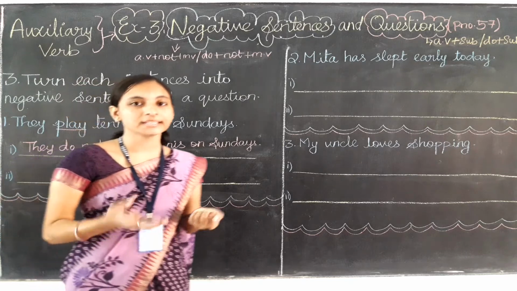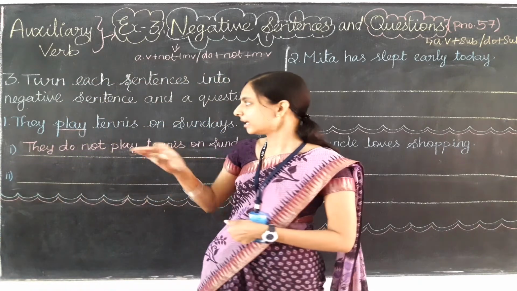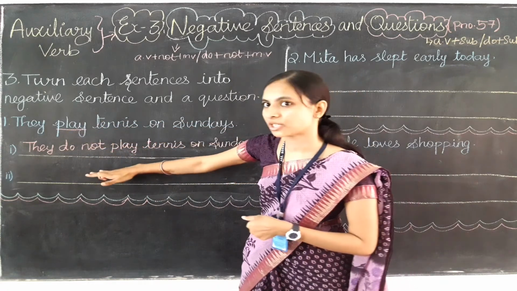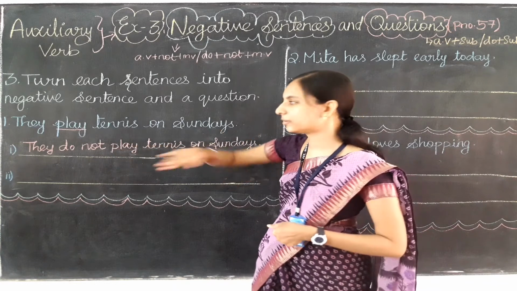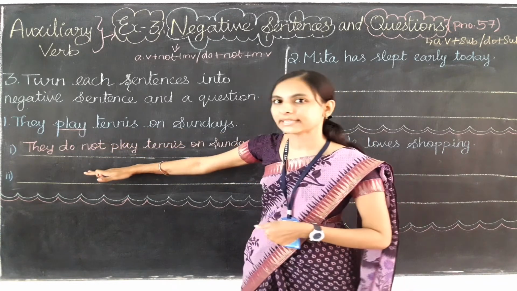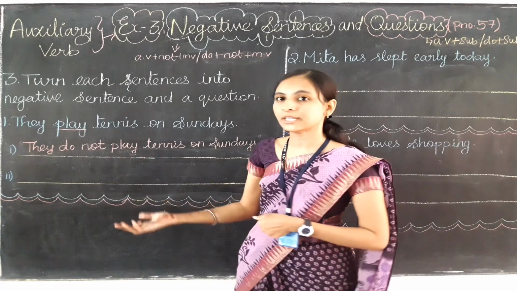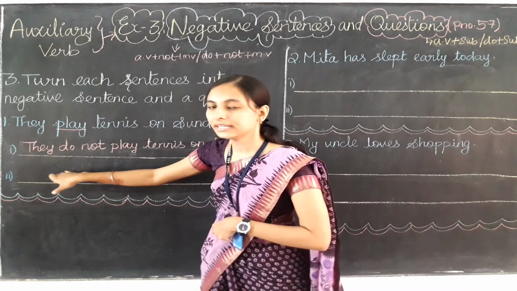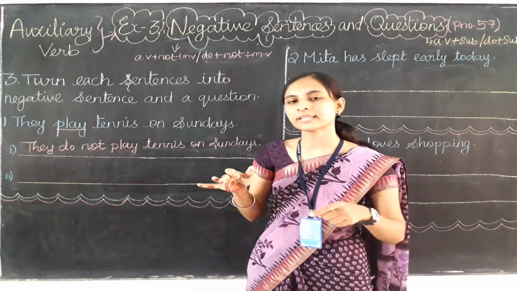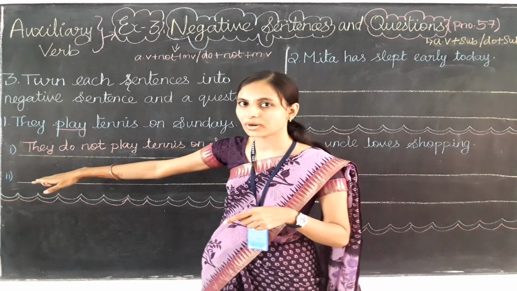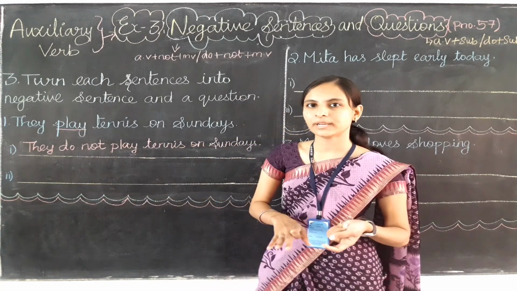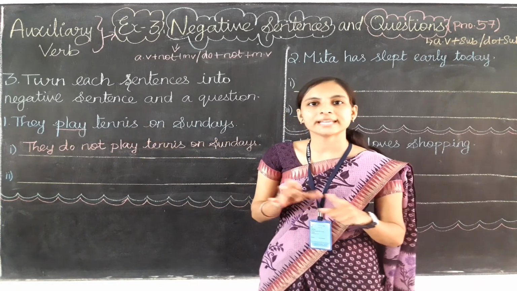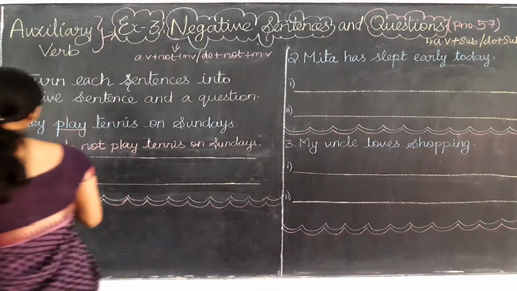Okay, let's make the question sentence. For this question, they play tennis on Sundays, for this sentence only we are going to make the question. Remember that. What is the rule? If there is an auxiliary verb, then we will put the auxiliary verb first, then the subject and then all other things. If there is no auxiliary verb, we need to use the do form verb first, then the subject and all other things. So in this sentence, does it contain an auxiliary verb or not? Yes, there is no auxiliary verb, so I am going to use the second rule.